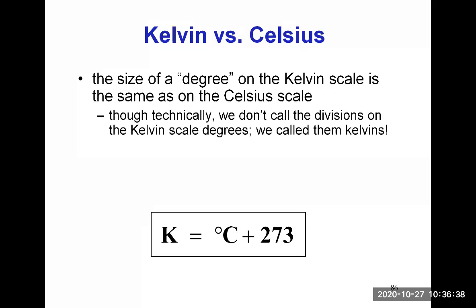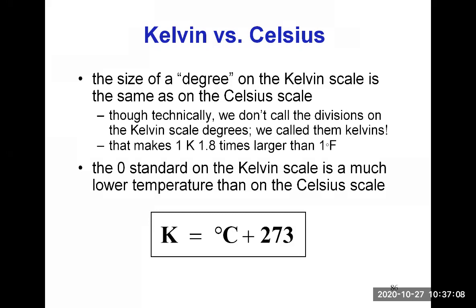And even though the Kelvin scale was based on the Celsius scale, we do not call the divisions on the Kelvin scale degrees. There is no degree symbol in front of the capital K. We just call them kelvins. And so if the kelvins are the same size as the degree Celsius, then that makes 1 Kelvin 1.8 times larger than 1 degree Fahrenheit.